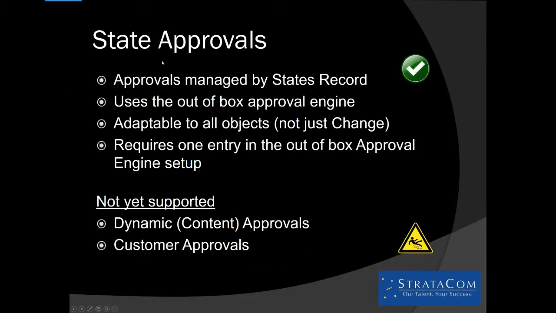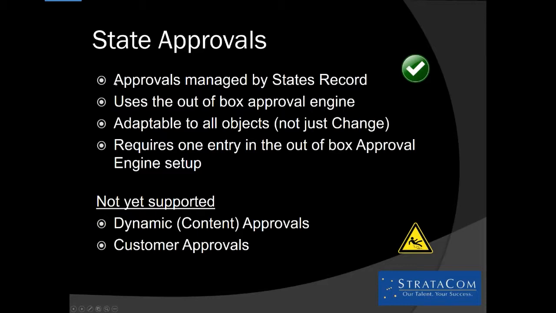So now we talk about the state approvals. The approvals are managed out of the status records instead of the states records. Instead of being managed, as you normally would through Cherwell, going into the approvals and adding, well, I have a normal assessment approval, I have a normal implementation approval, you would do all of that through your state record. It uses the out-of-the-box approval engine. It is adaptable to all objects, not just change. And it's only going to require 1 entry in the out-of-the-box approval engine setup, which I will show you when we get into the demo.